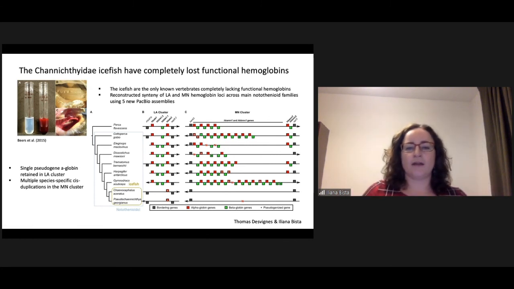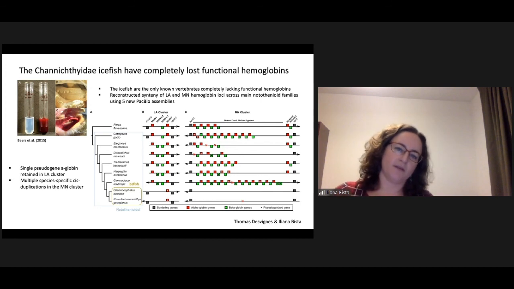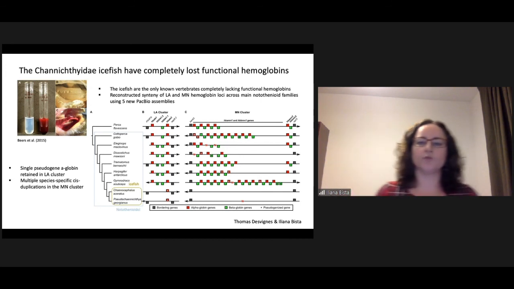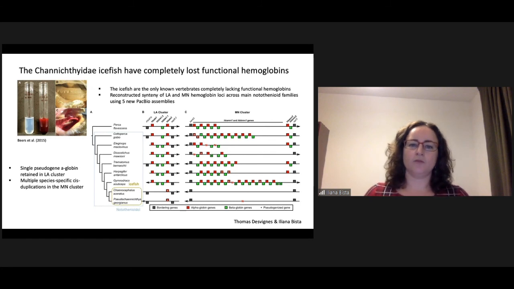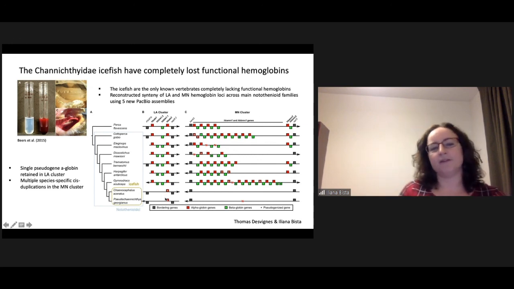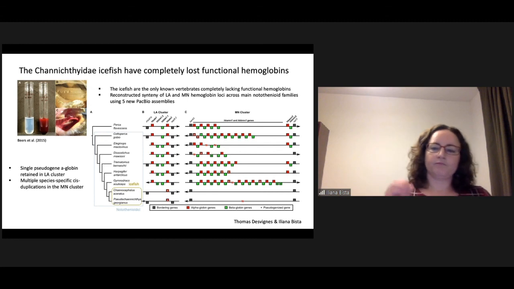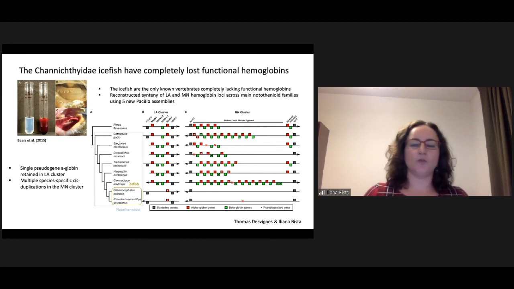So basically, we used 5 new PacBio assemblies we have generated and a number of other available good quality assemblies to reconstruct the 2 hemoglobin loci, the LA and MN loci. As you can see here, we have confirmed the complete loss of hemoglobin genes in the MN cluster, while we can see only a remnant of a gene, a pseudogenized copy of the alpha globins, in the LA cluster. Additionally, we have identified multiple species-specific cis duplications within other species.